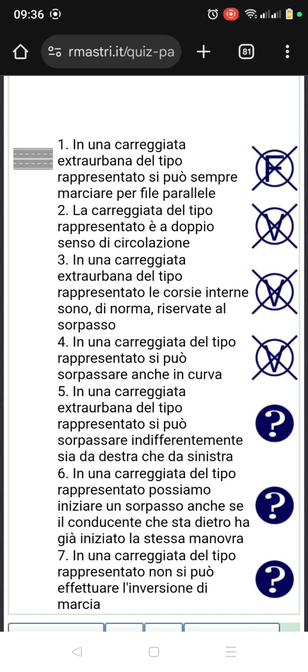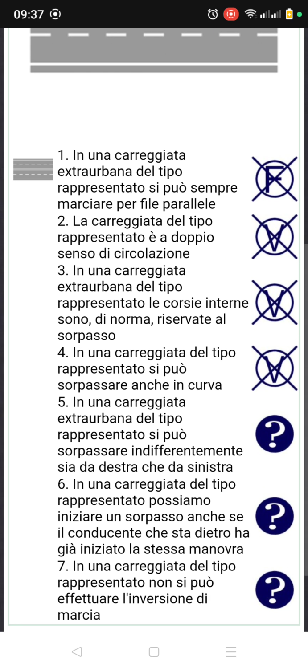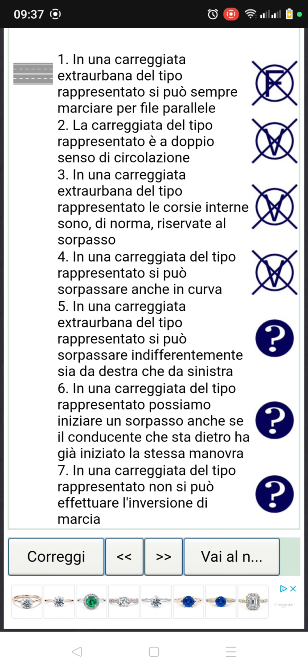Question 5 said, in una carreggiata extraurbana di tipo rappresentato, si può sorpassare. Number 4, okay, number 4, sorry. In una carreggiata di tipo rappresentato, si può sorpassare anche in curva. Yes, you can do overtaking even in a curve because one of the two lanes is heading to one direction while the other two lanes are heading to the opposite direction. So if there is a curve, overtaking can be done. Yes, it's true.